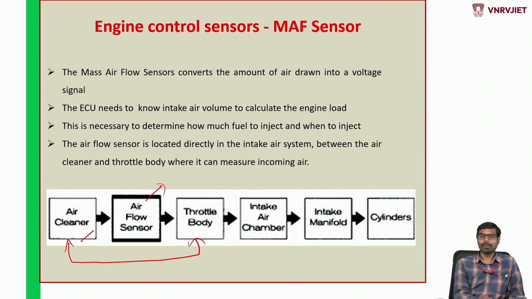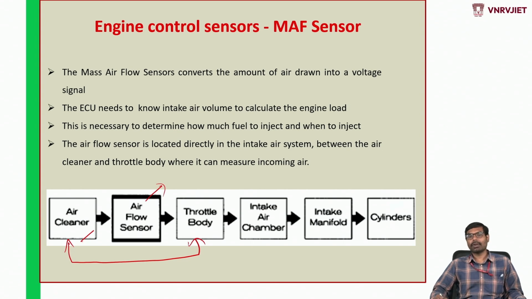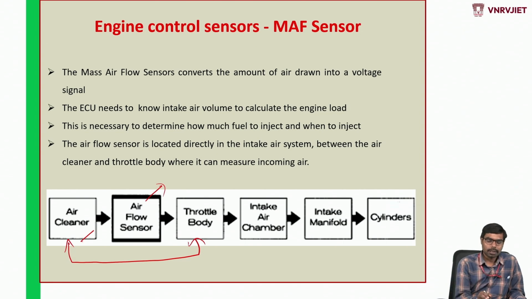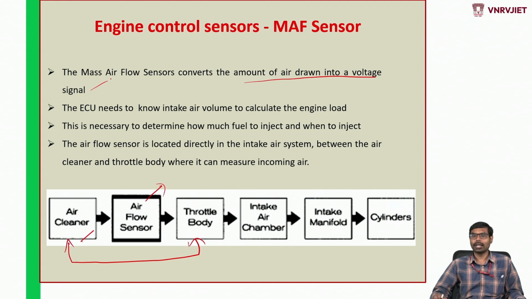After that, we are going to measure mass airflow. It may be a direct mass flow sensor, or a volume airflow rate sensor, where based on the density we convert into a volume. But we can also directly measure mass airflow with the help of the mass airflow sensor. Here you can see it converts the amount of air drawn into a voltage signal. Based on the airflow rate, it converts into a voltage signal, because we can't directly communicate volume flow rate information to the ECU.